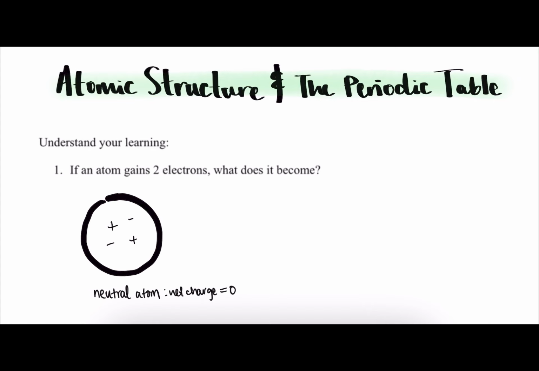So what happens when we have 2 negatively charged electrons and we add those to this neutral atom? Well, there are 2 negative charges that are unaccounted for, so they're not canceled out anymore by an equivalent positive charge, which means we're going to end up having a -2 charge overall.